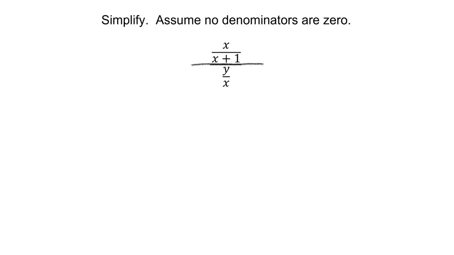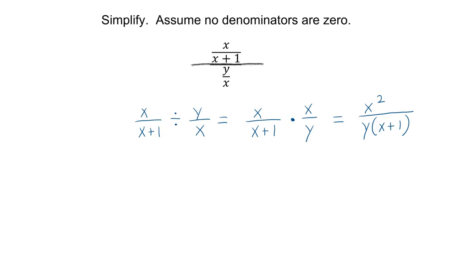Rewrite this from vertical form in horizontal form. Now keep, change, flip. Now multiply straight across. That gives us x squared over y times the binomial x plus 1. I don't see any common factors in the numerator or denominator, so that means that this fraction is already fully simplified. Notice again that the result of simplifying the complex fraction was just a plain old fraction with no fractions in the numerator or the denominator.